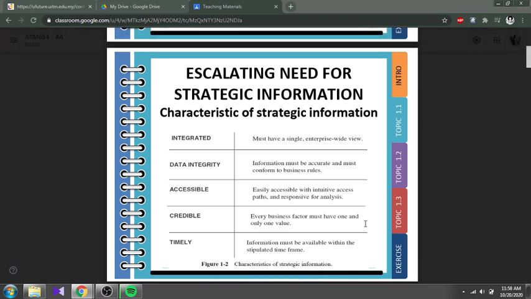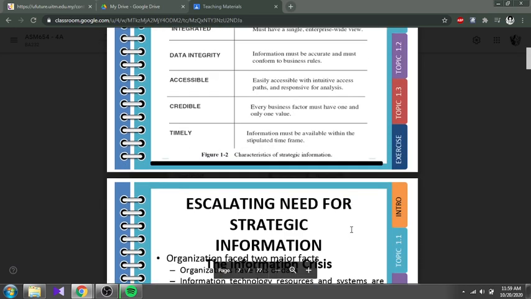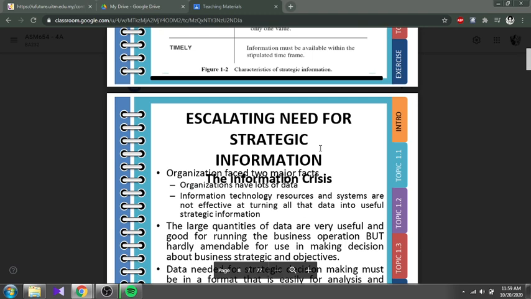The data must have some meaning for their decision making, and timely information must be available within the stipulated time frame. If we request this data and only get it tomorrow, while our competitor already has their data, then they make the move, we only then start to make our move, so it has become late already, right? Okay, escalating need for strategic information.